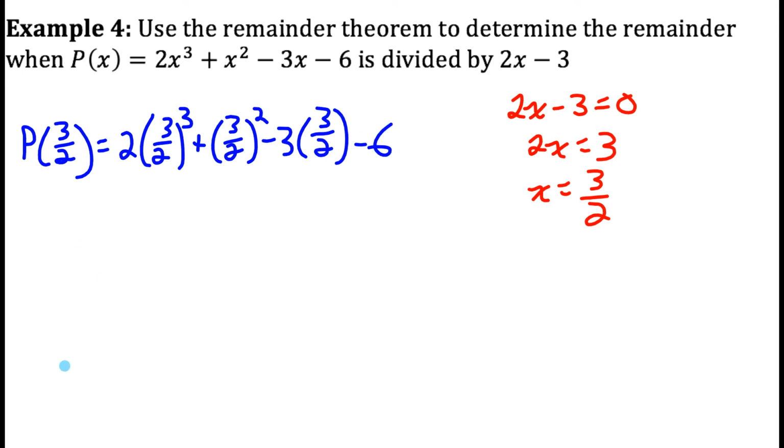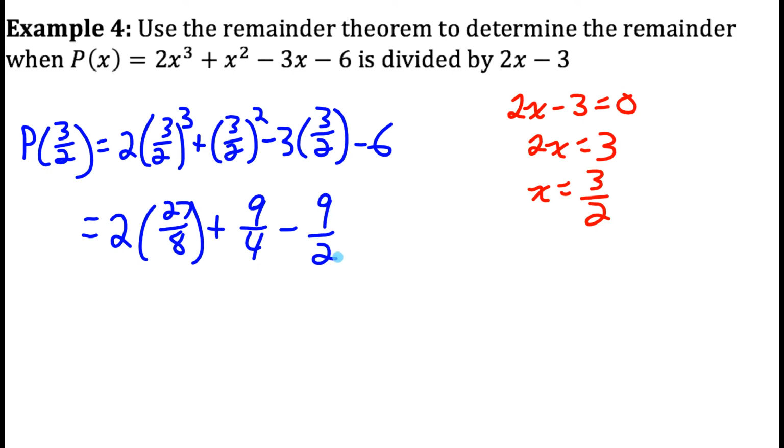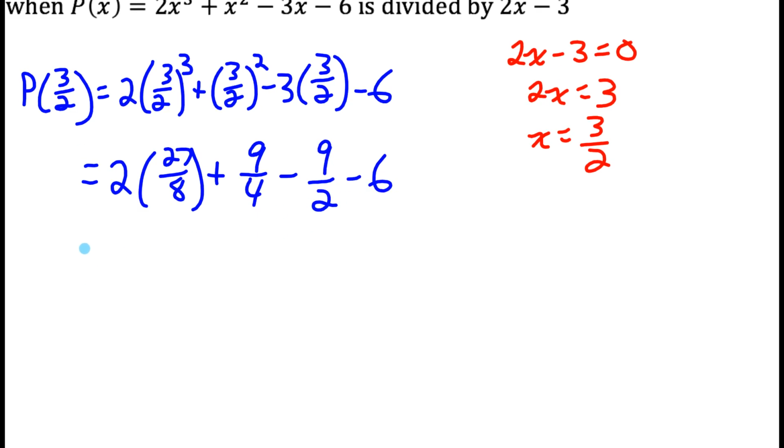And to get some good practice working with fractions, let's evaluate this without a calculator. So make sure you follow BEDMAS. Let's do the exponents first. So 3 over 2 cubed, I would have to cube the 3 and the 2, and that would give me 27 over 8. Plus, now I have to square the 3 and the 2, gives me 9 over 4. Minus 3 times 3 is 9, so minus 9 over 2, minus 6.